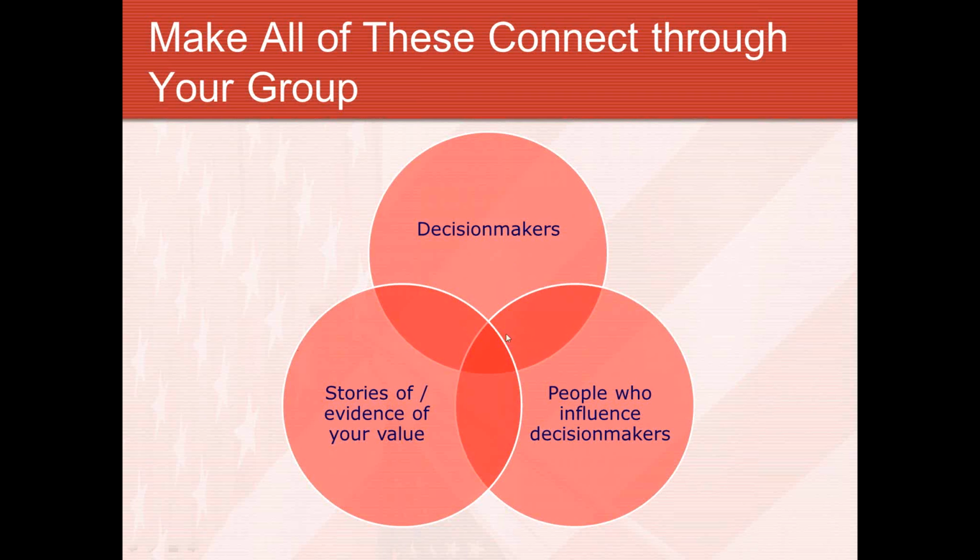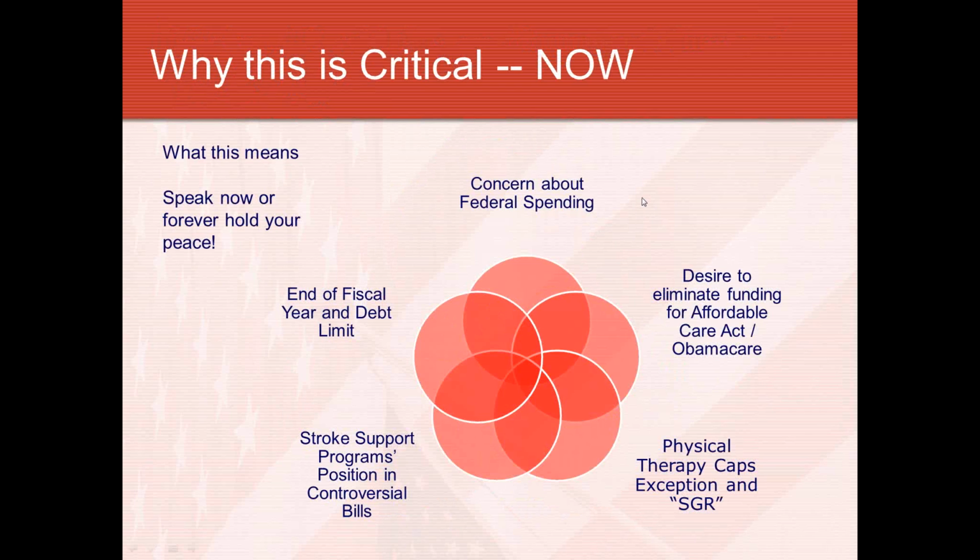This little nexus point in the middle, this is where your group is. And they're influencing decision makers, you're developing stories that your group has, and you really are the people who influence the decision makers. So your group is right in here, and without that voice, we're really not going to be able to make a difference in the chaos that is both Washington, D.C. and the state capitol.